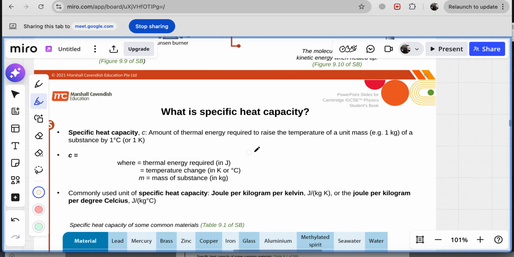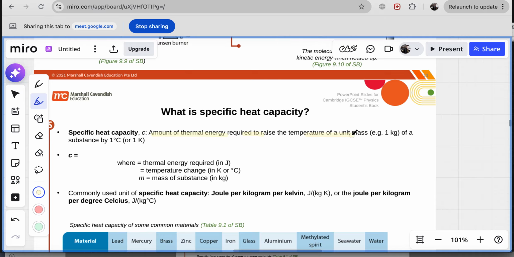Specific heat capacity is the amount of thermal energy required to raise the temperature of a unit mass of a substance. The mass is usually 1 kg of a substance through 1 degree Celsius or through 1 degree Kelvin. So what does this statement mean? We say the amount of thermal energy, the amount of energy that is required, that is needed, to raise the temperature of a unit mass of a substance.